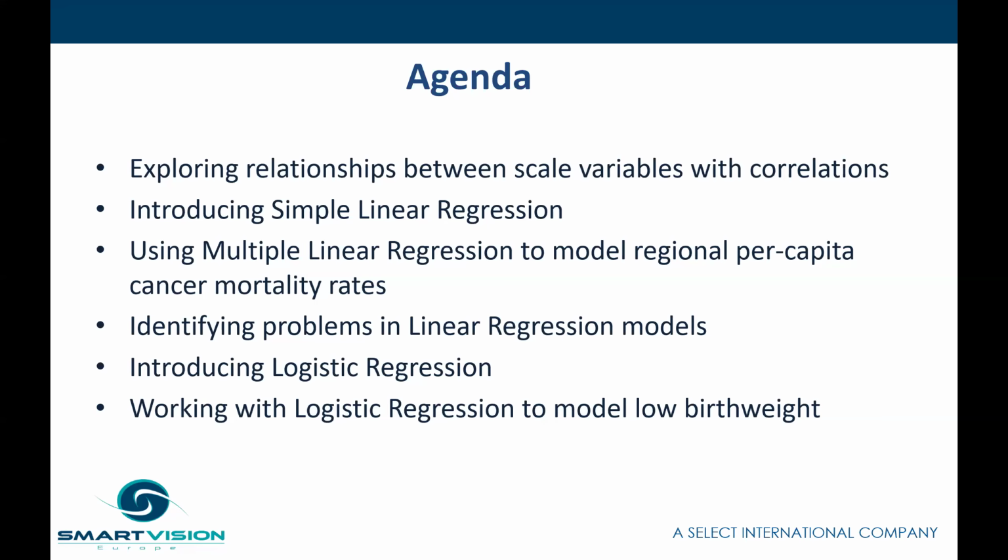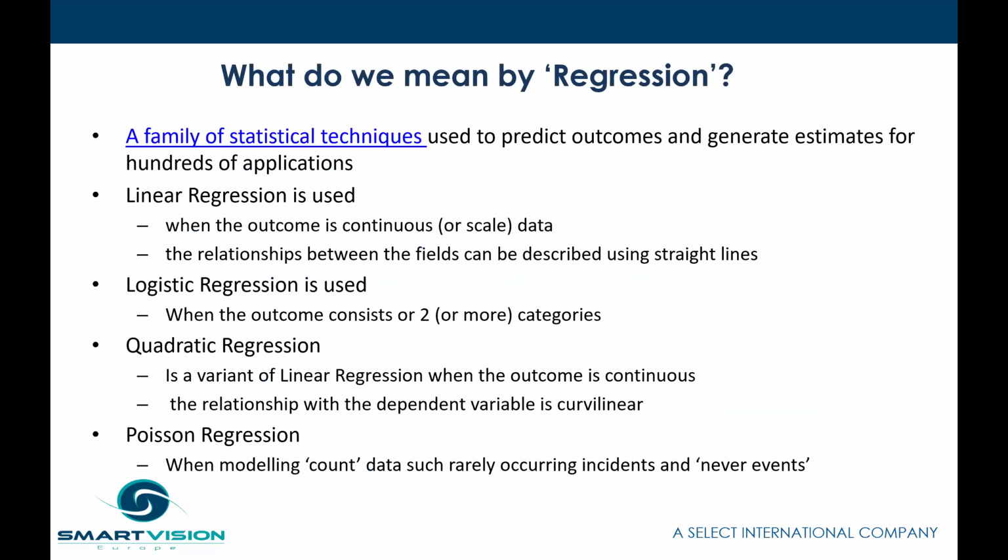Then we'll walk up to simple linear regression before we get into multiple linear regression to model per capita cancer mortality rates. We can also identify problems in linear regression models, so we can talk about how we do that, before introducing logistic regression and working with it to model low birth weight.